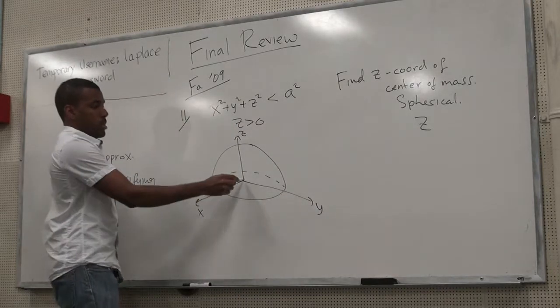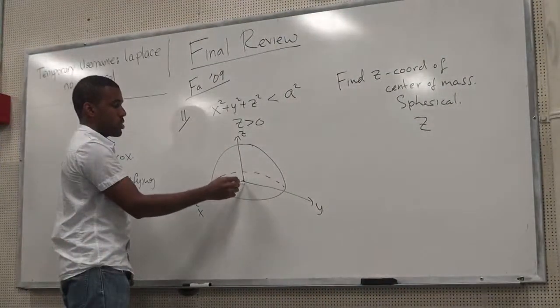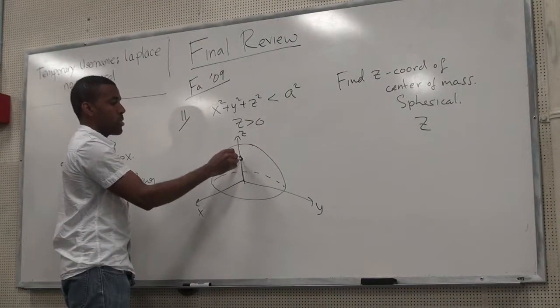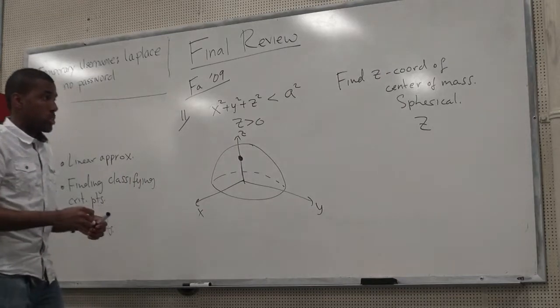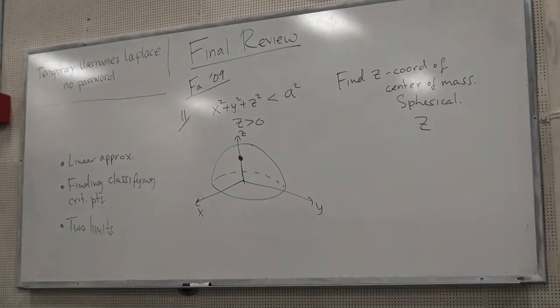It's uniform density, so the x bar and y bar would be 0, of course. You just have to figure out where the z bar is. You want to figure out that z coordinate. Right? So, how do we figure out the z coordinate?